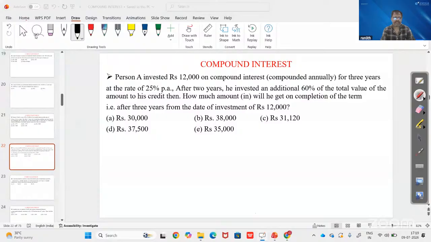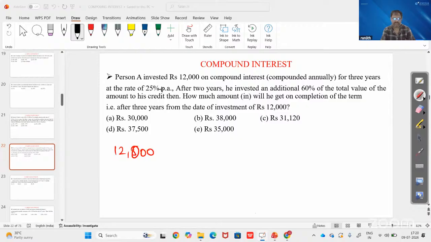Person A invested 12,000 in compound interest, compounded annually for 3 years at 25 percentage per annum. After 2 years, he invested an additional 60% of the total value of the amount to his credit. Then how much amount will he get at the completion of the total 3 years with the investment of 12,000? So what is the total investment we are having? 12,000.